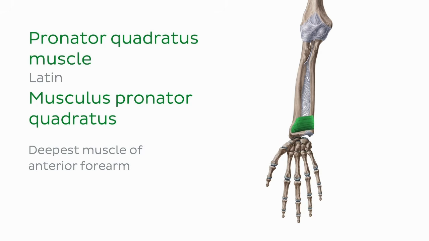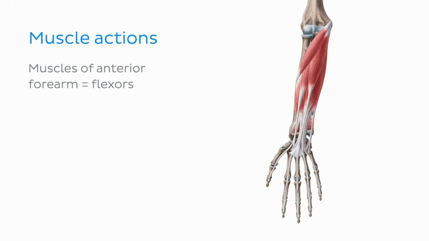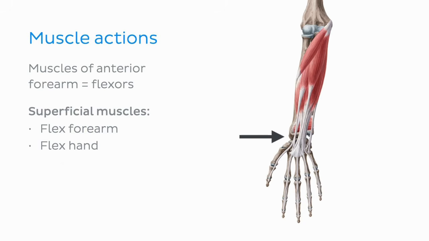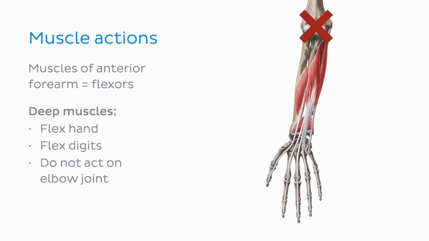Before we move on to the posterior muscles, let's take a quick look at some of the movements of the muscles of the anterior forearm. The muscles of the anterior forearm are predominantly all flexors, as their name suggests. Most of the superficial muscles flex the forearm at the elbow joint, hand at the wrist, and digits at the metacarpophalangeal and interphalangeal joints. Deep muscles will also aid in flexing the hand and digits, but do not act on the elbow joint.